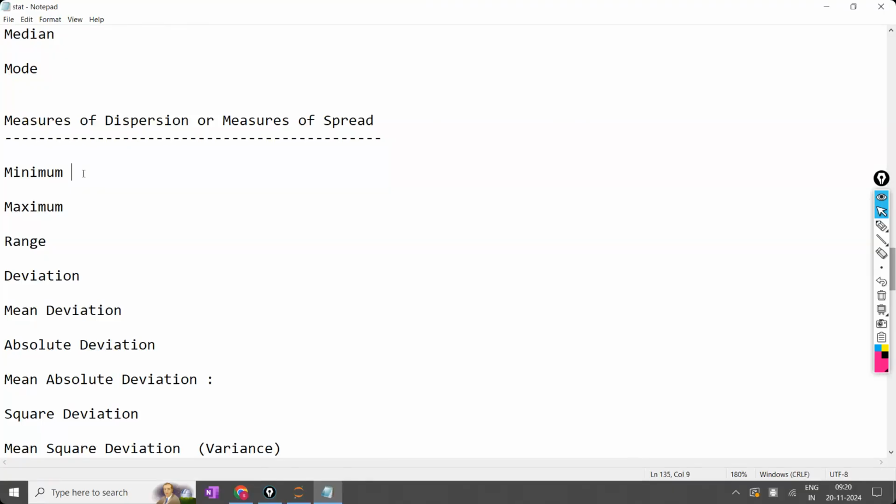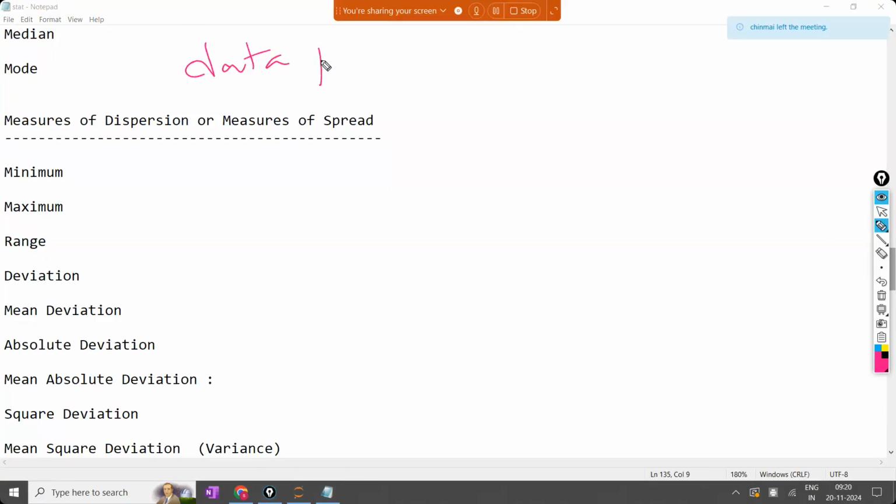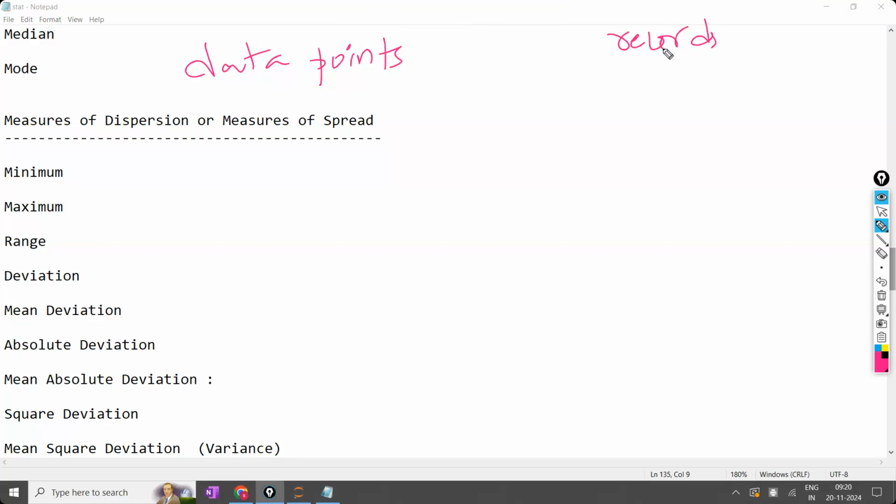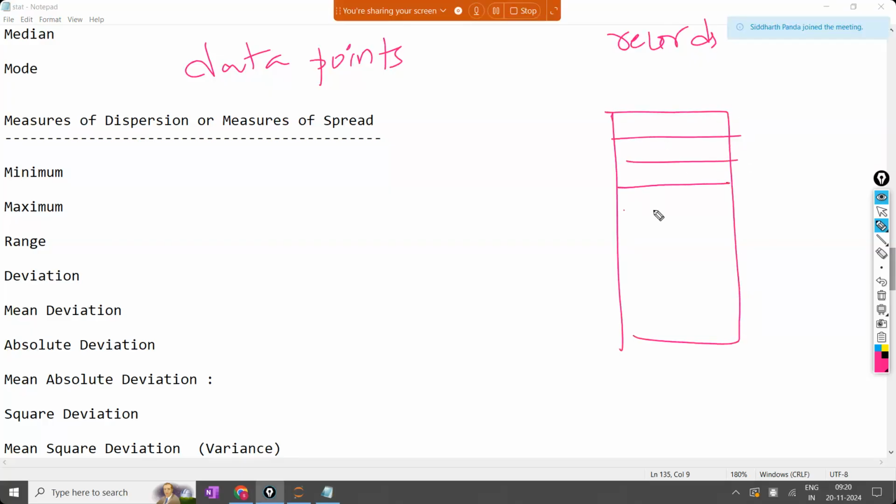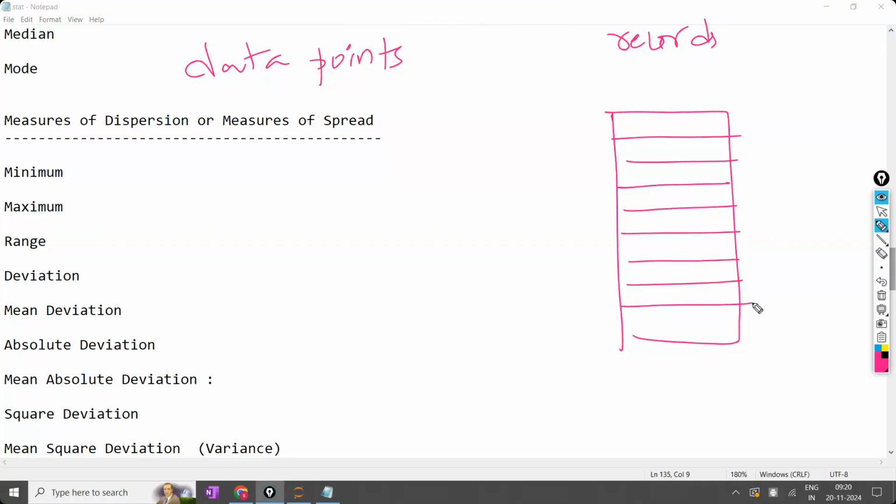See here, two terms are there. One we call data points. Sometimes I will use the word data points, sometimes I use the word records. What is the difference between data points and records? If the data is stored row-wise in a table, then we call it records. Each row is called a record.